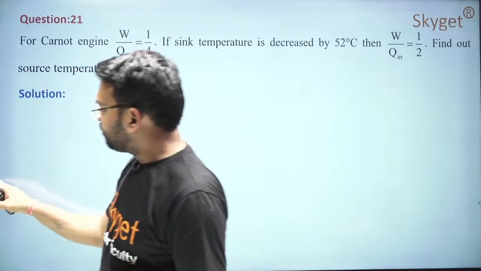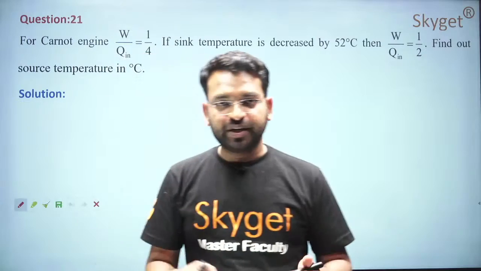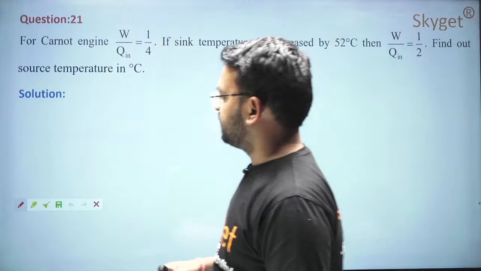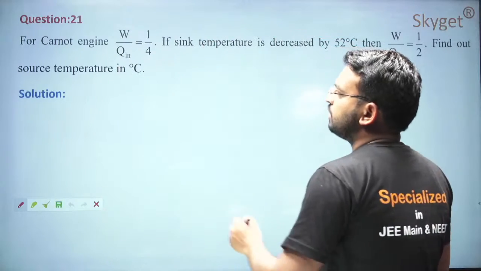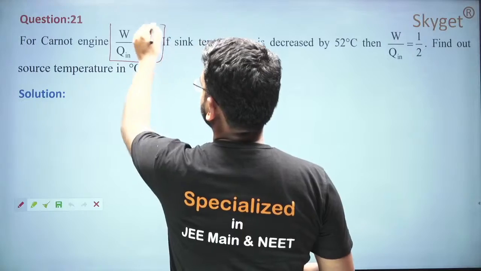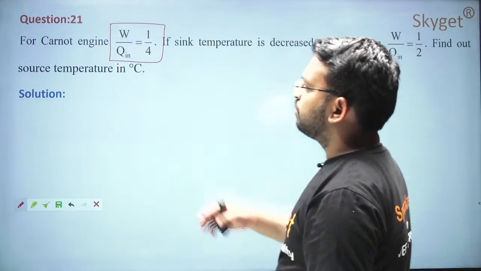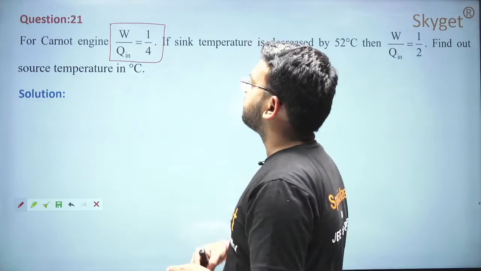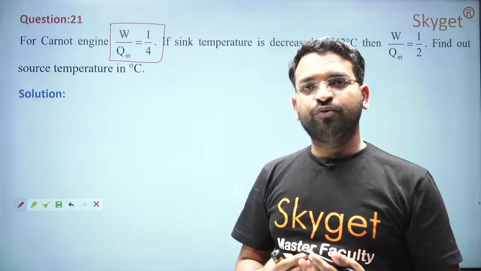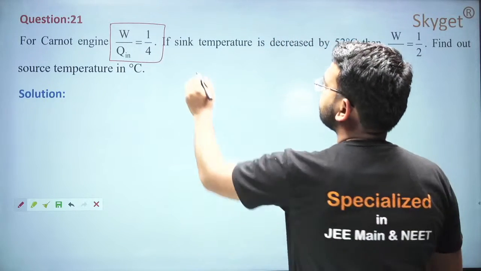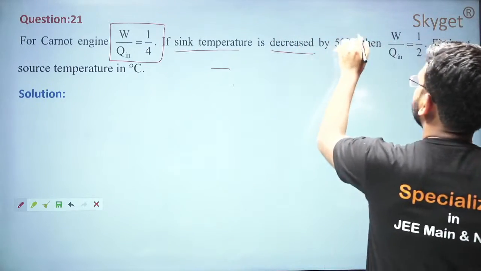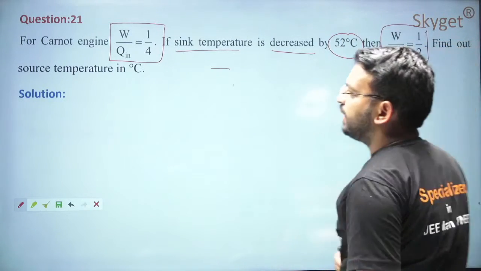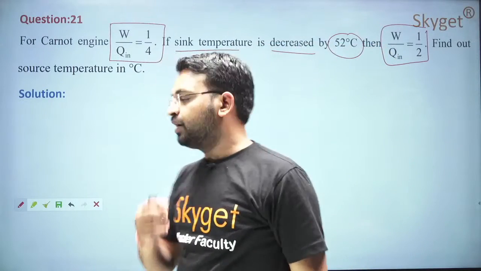Now up to question number 20, they made the questions super easy. Let's see the question from 21 which came in your exam. In this case, they have given a Carnot engine. This is the first condition: the efficiency, that is work done over total heat supplied, is 1/4. In the second case, they are saying if the sink temperature is decreased by 52 degrees Celsius, then the efficiency becomes 1/2. Find out the source temperature in degrees Celsius.